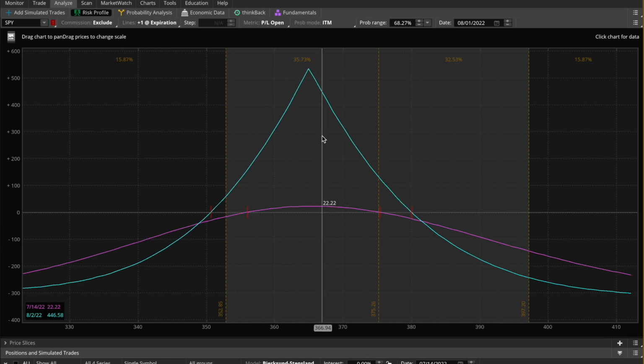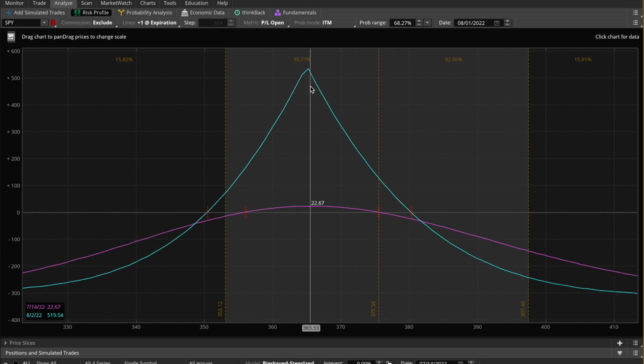But once more, because we don't know how much implied volatility could expand or contract by the August 1st expiration date, that's why we really do not know what the max profit could be by that time. And so pretty much every day that passes, this diagram here is going to shift and change.